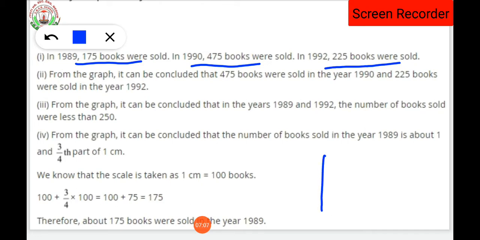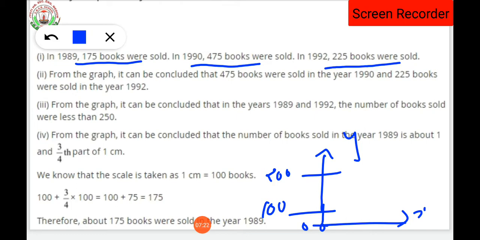As I told you, the graph, suppose the first is 1989 and the second one is 100, like that it is. The graph is like this only, na? This is the x-axis, this one is the y-axis. If suppose the first, 1989, is like this, the graph here is at the center of 150, a little bit more than 150.